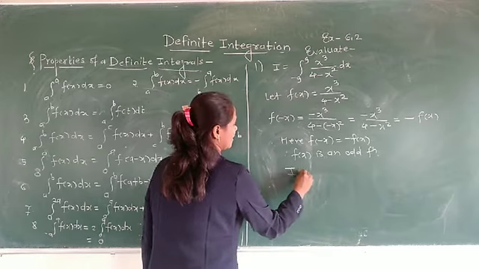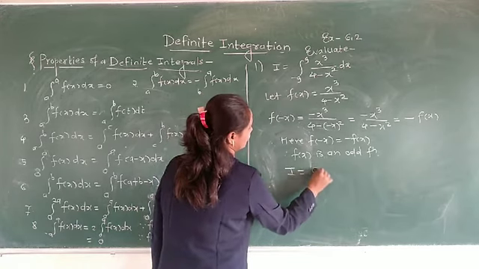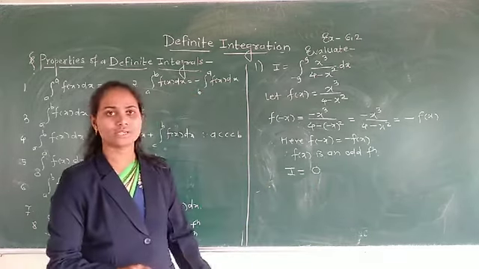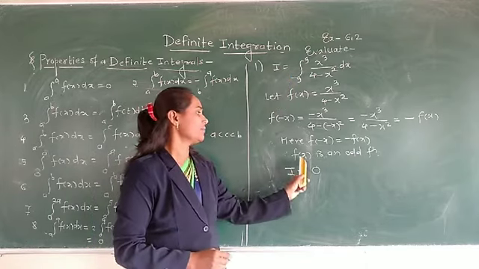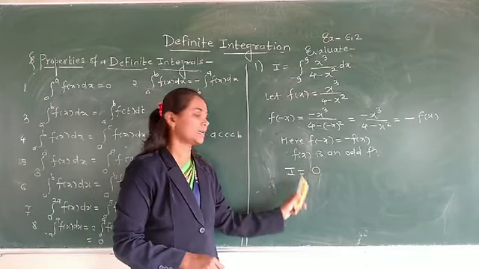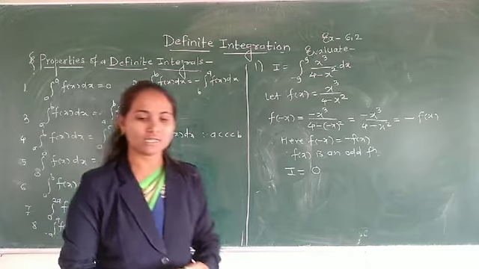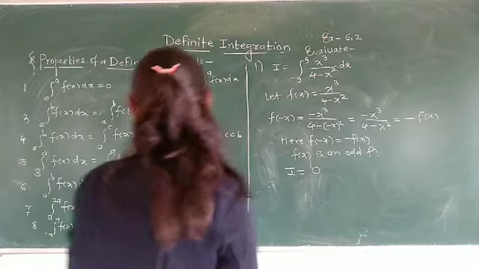Therefore, I is equal to 0, since on the same interval, if the function is odd, then the integral is equal to 0. Now see the next question number 2.